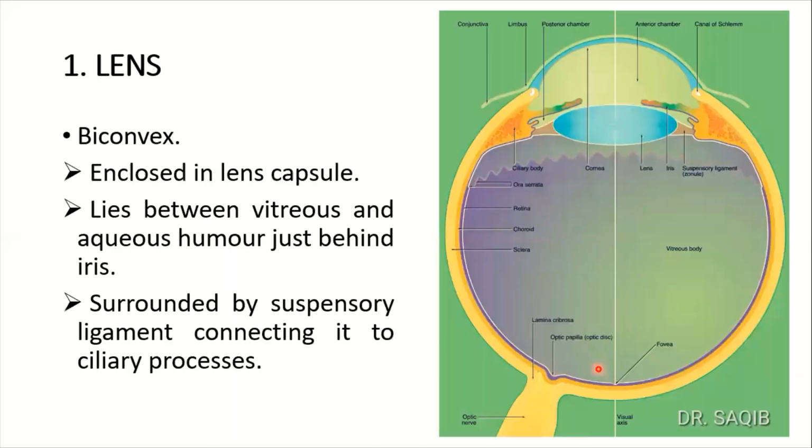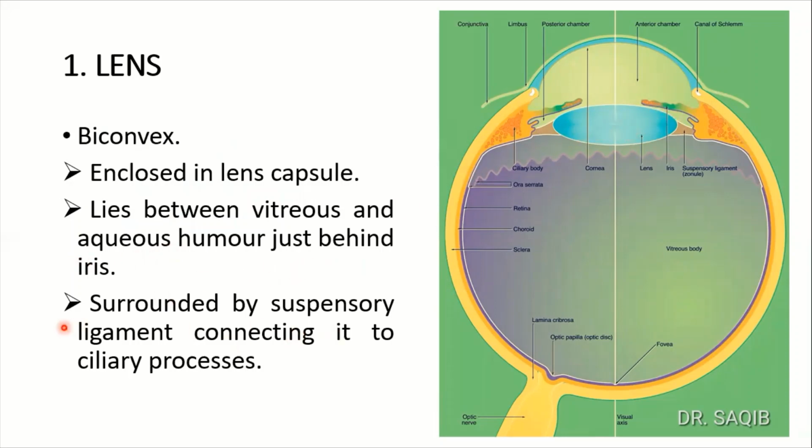So now we'll talk about the refractive media. First of all, as I told you already, the refractive media are, first, the lens, then the aqueous humor, and then the vitreous humor. The lens is biconvex. You see here, this is convexity and this is convexity. It is enclosed in a lens capsule and lies between the vitreous and the aqueous humor, just behind the iris. I told you already, this is the iris.